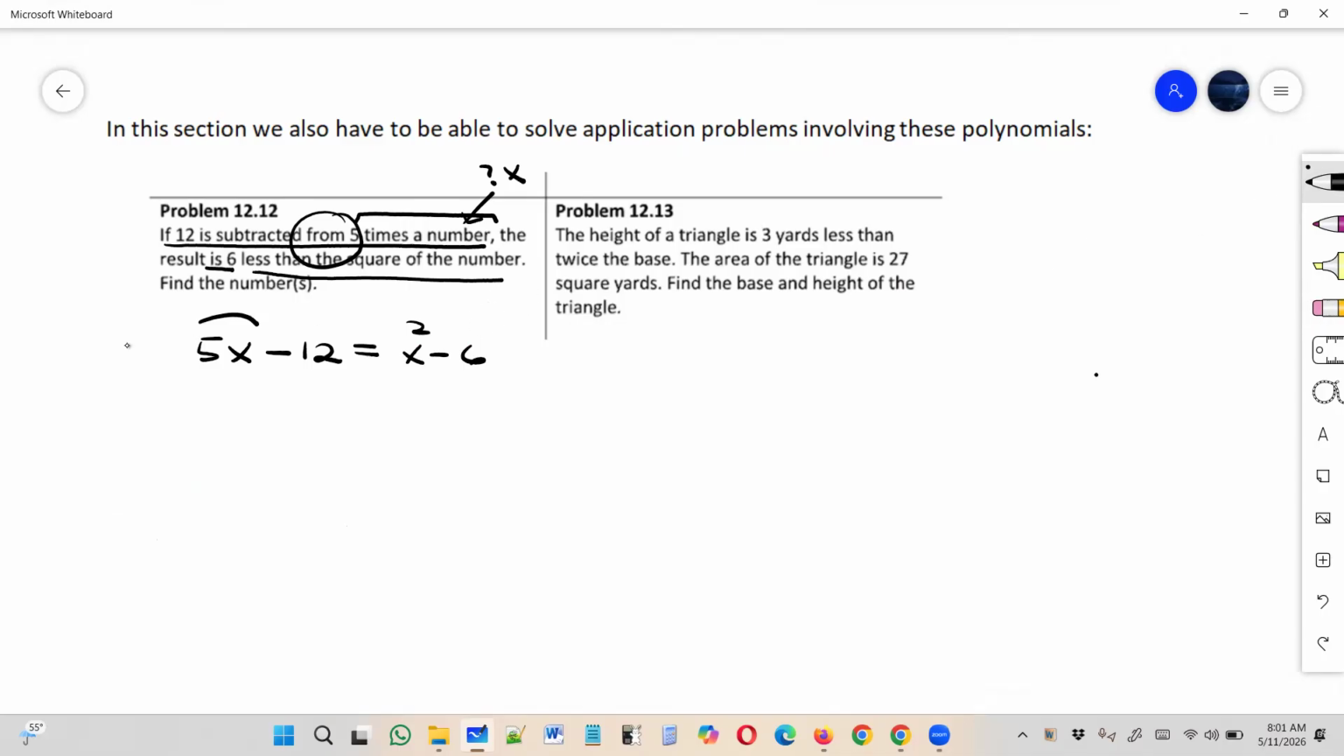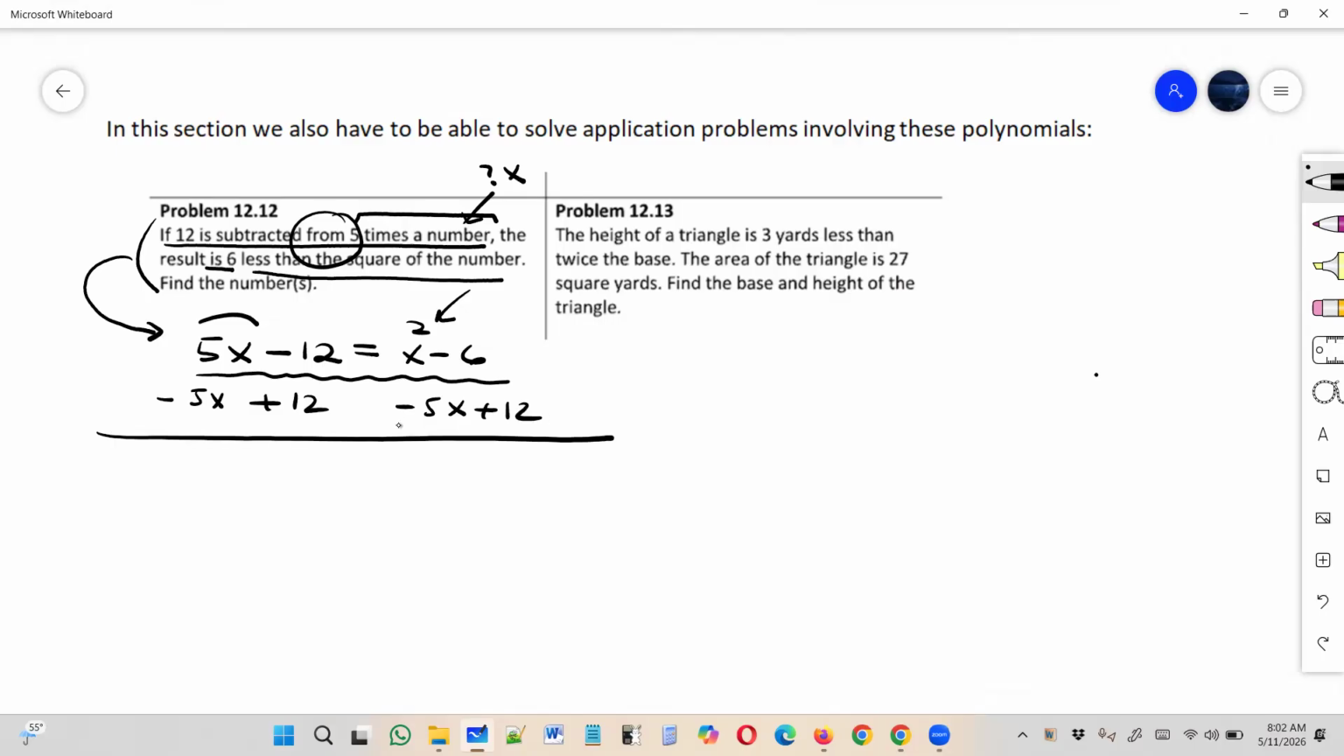All right, so now, as you can see, the verbal problem was converted into a mathematical problem, and we can solve this one. Okay, so because I have a quadratic equation and it's a polynomial, I know how to solve polynomials by factoring. This is the topic of this section. I'm going to make it equal to 0. So minus 5x on both sides and plus 12 on both sides. Because now I'm going to get a 0 here. I get the x squared. I get the negative 5x. And I get the 12 minus 6, which is 6.